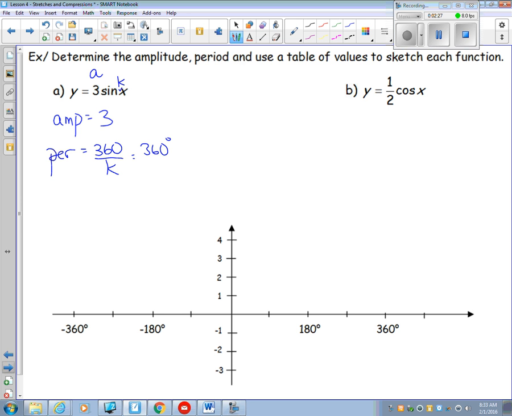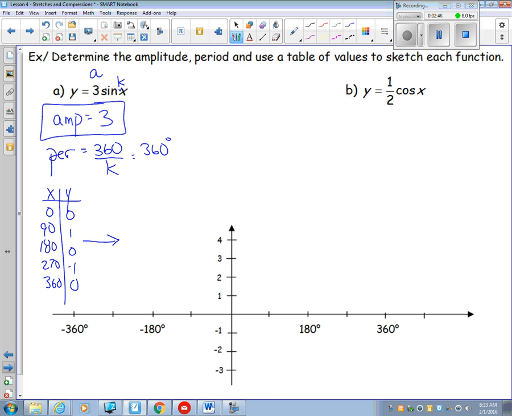To graph these, here's our table of values. So let's think back to a basic sine curve. X and Y: 0, 90, 180, 270, 360, and 0, 1, 0, negative 1, 0. I want to stretch my graph by a factor of 3, a vertical stretch by 3. So I'm going to take my y's and times them by 3. I'll get exactly the same x values. I'm not going to rewrite them, just write down the y values this time. I got 0, 3, 0, negative 3, 0.